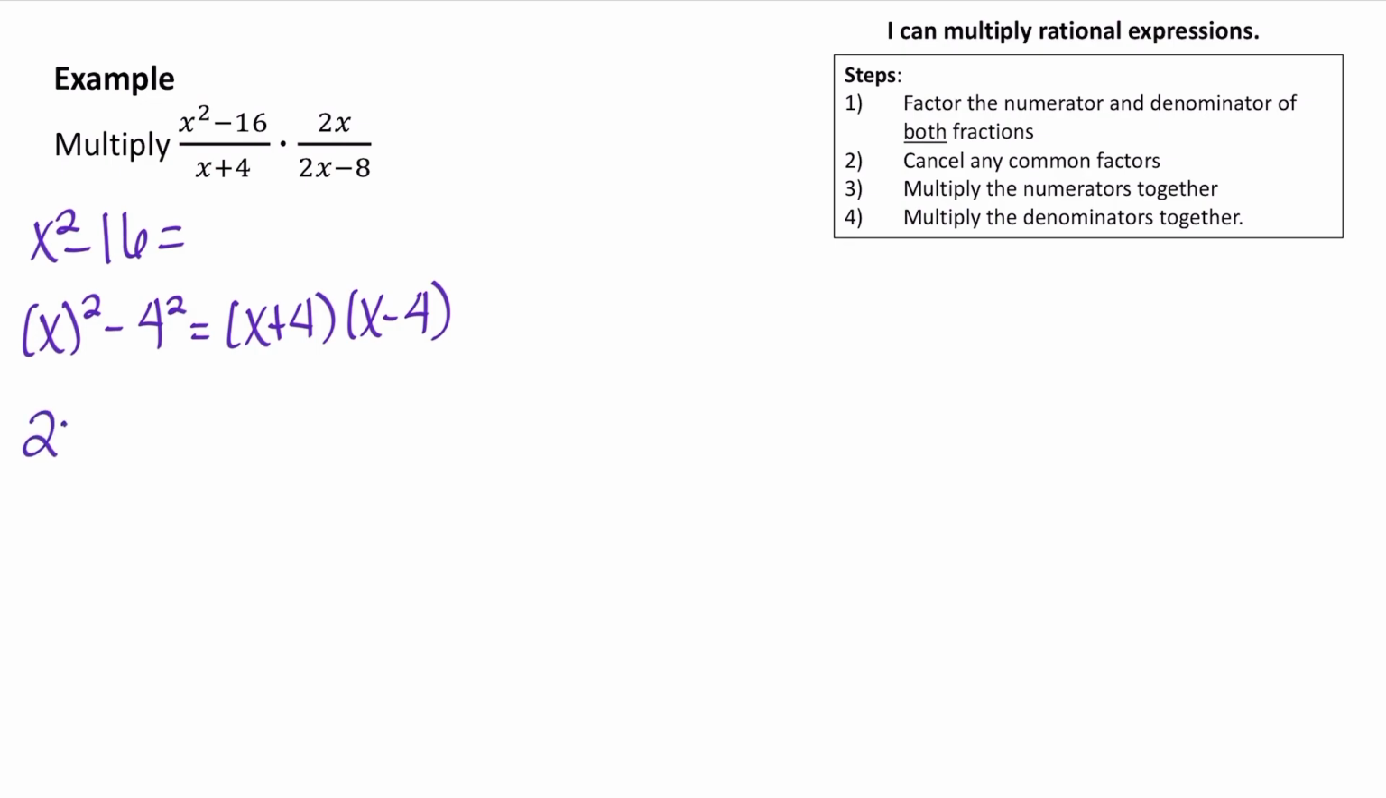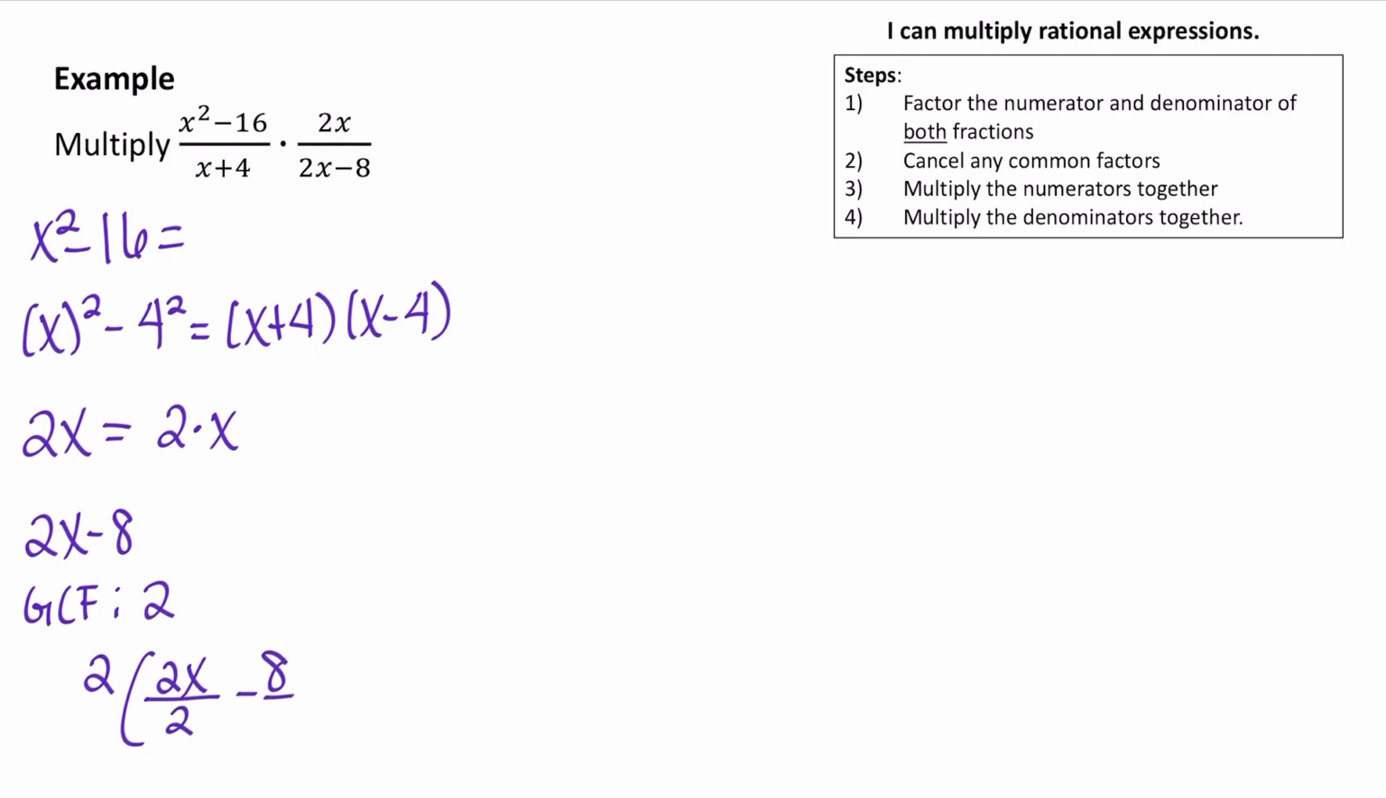And then we have 2x, so we're just going to write that as 2 times x. And then we have 2x minus 8, which does have a GCF, right? Notice that 2 will evenly divide both these terms. So we pull out the 2, and then we divide what we have left by 2. And so that will give us 2 times, then we have x minus 8 divided by 2, which is 4.